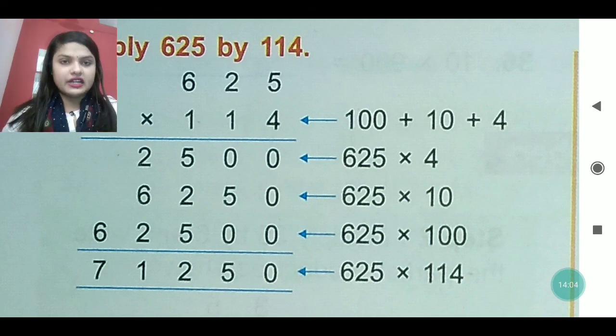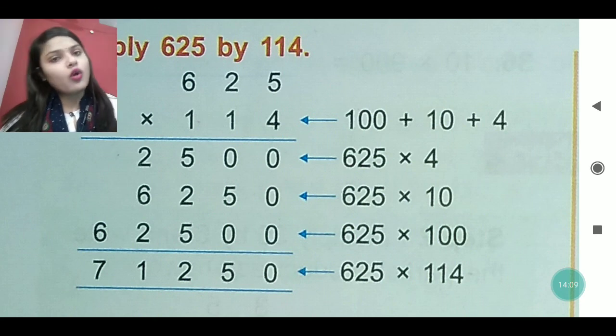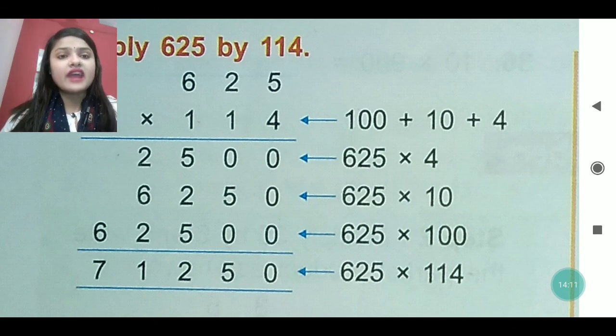First, we multiply the first digit, the ones place. What is written there? 4. This means we multiply 4 with all the digits, and then we get 2500. Then we move to the next place.